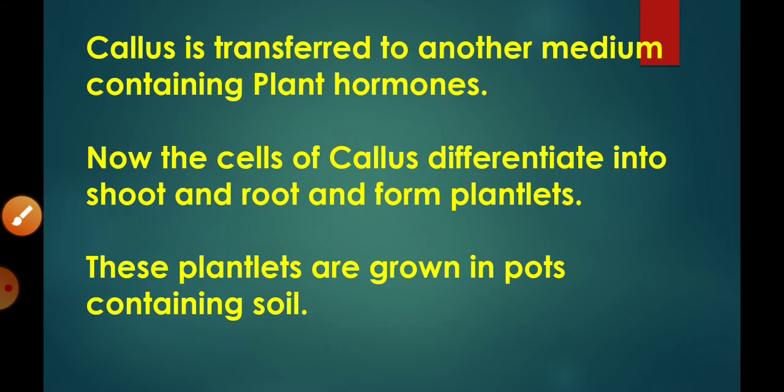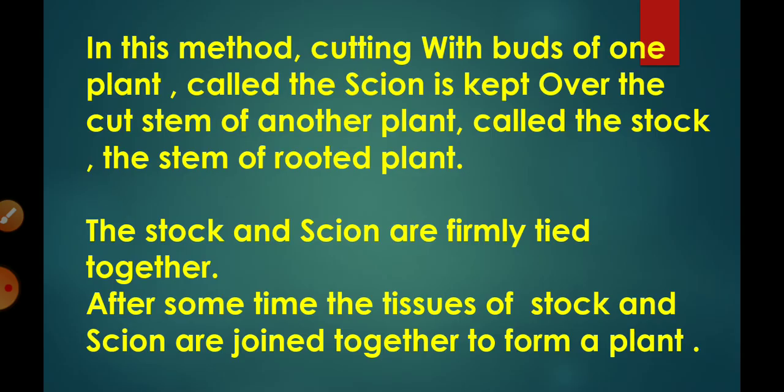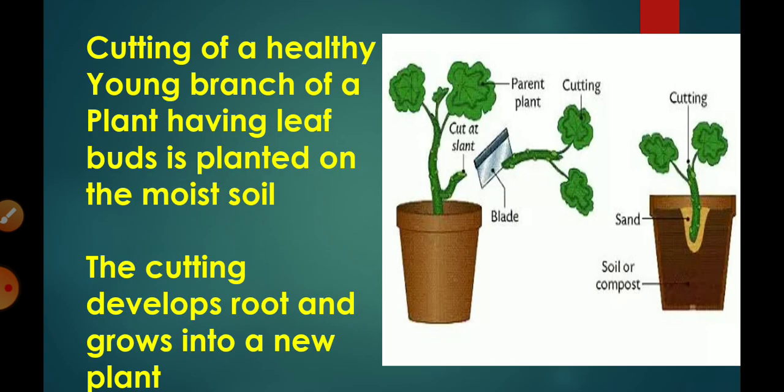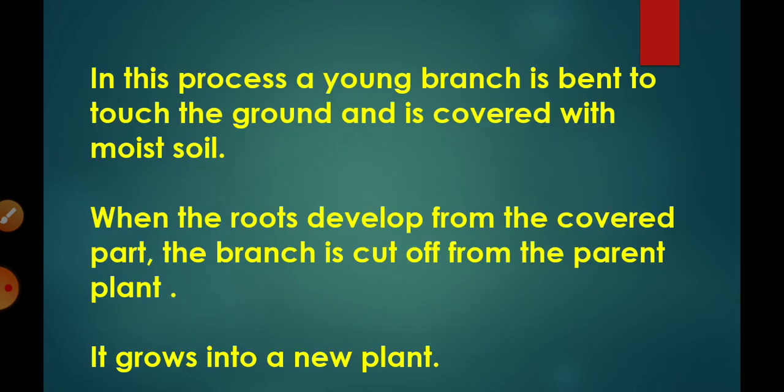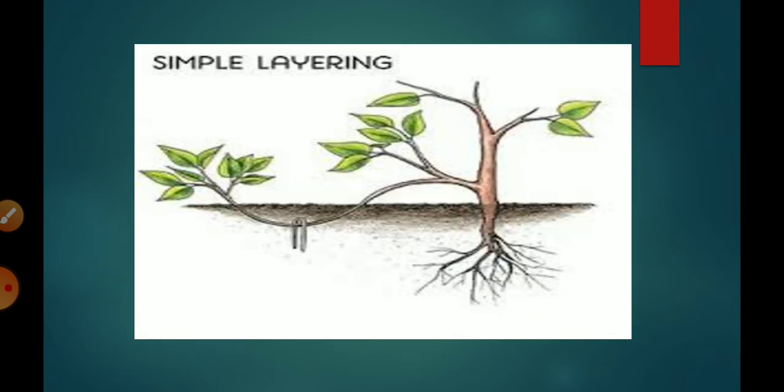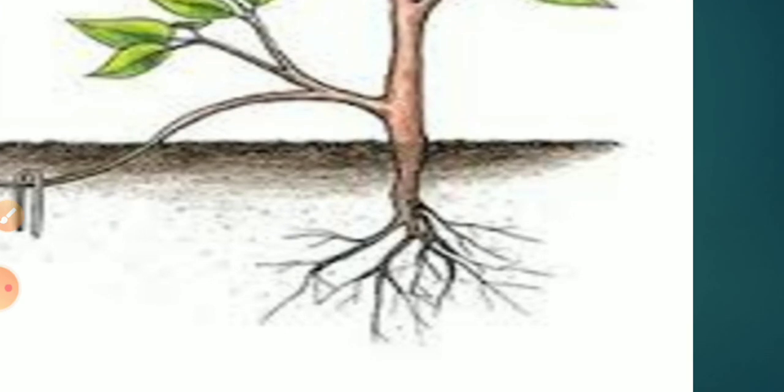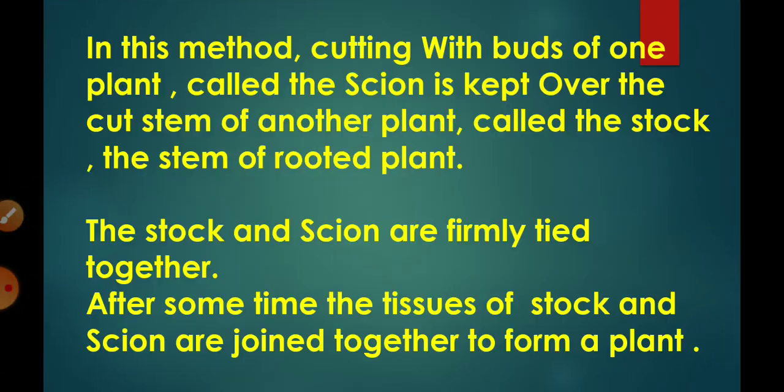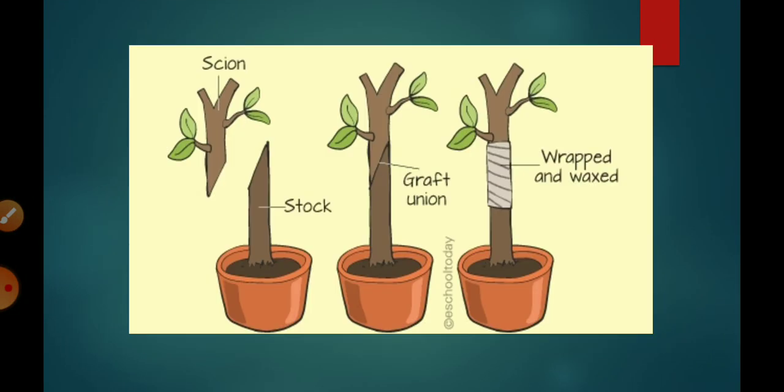So children, in this video you have studied the different methods of artificial vegetative propagation. We have seen stem cutting. In stem cutting, we removed a branch of a plant and then sowed it in soil. In layering, we bent a branch of a plant and covered it with soil. After that, roots will arise and then it will get detached from the main plant. Then we studied grafting. In grafting, we take two plants, stalk and scion. The stalk is the rooted one and the scion is fixed over the stalk.